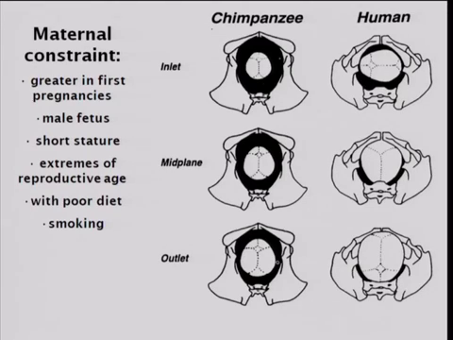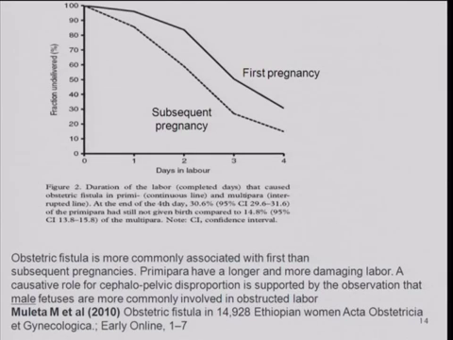It's greater in first pregnancies. You might expect that because the reproductive tract has never been stretched, the blood supply to the uterus has never increased in that particular individual, and so she's going to constrain the growth of their fetus a little bit more. It's greater if the fetus is a male, it's likely to be growing faster. It's greater if the woman is very young, a teenage conception, or if she's an elderly prima gravida, with poor diet and with smoking and so on. And so actually, even the Ethiopian data shows that the days of obstructed labour are even longer and even more risky in a first pregnancy, a prima gravida, than in a subsequent pregnancy in that woman.